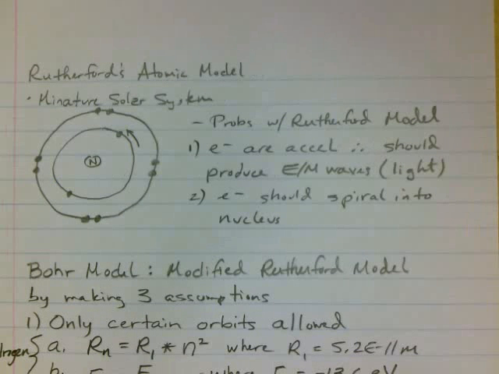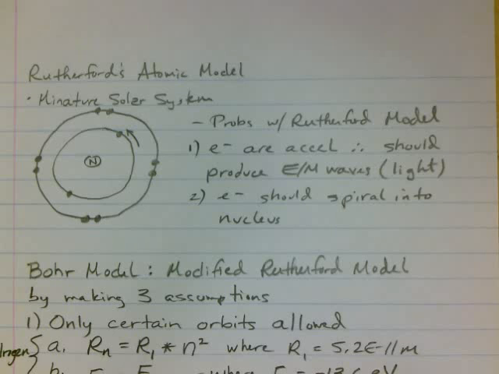We're going to be taking a look at Rutherford's model of the atom and how that transitioned to a quantum model of the atom, which was named after Niels Bohr. So we'll start out with Rutherford's atomic model, and what it did was it mimicked a miniature solar system. So the nucleus was like the sun, the electrons orbit around the nucleus like planets orbit around the sun.